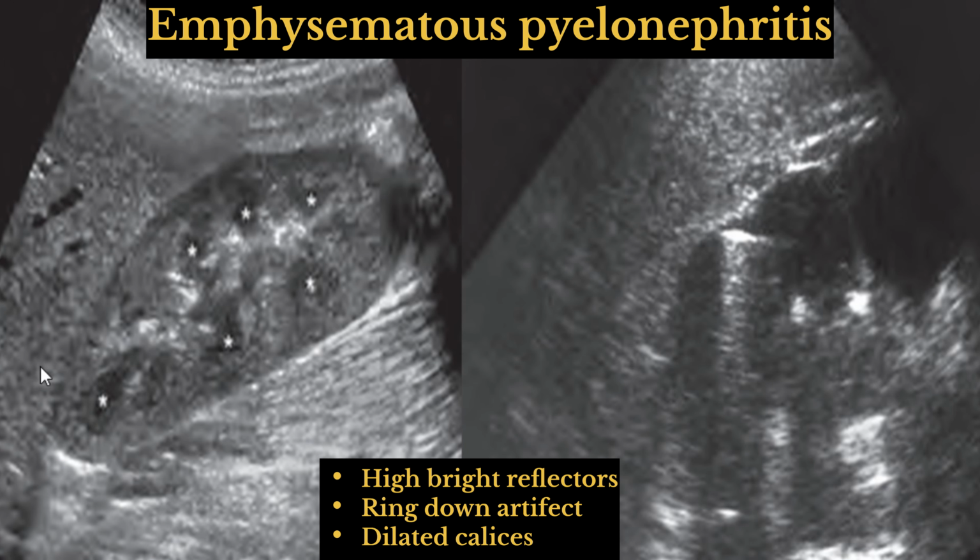Now this is the normal renal parenchyma of the right kidney, and this adjacent organ is the liver. But here we can see the longitudinal view of the right kidney, and it shows markedly distended renal calyxes and multiple bright reflectors. These bright reflectors are due to gas bubbles formed by microorganisms such as E. coli, and these gas bubbles are also showing ring-down artifact. These features are suggestive of emphysematous pyelonephritis.